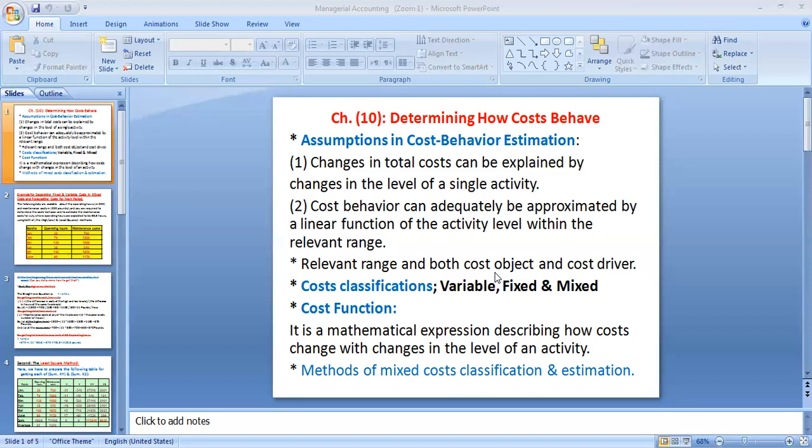We have also controllable costs and non-controllable costs. The cost that you can control, increase or decrease, is called controllable. But if a cost happens whether you want it to exist or not, it is uncontrollable. Then we have the main cost classification: variable, fixed, and mixed cost. I told you that variable cost varies in total, but variable cost per unit is fixed. Fixed cost is fixed in total, but fixed cost per unit is variable.